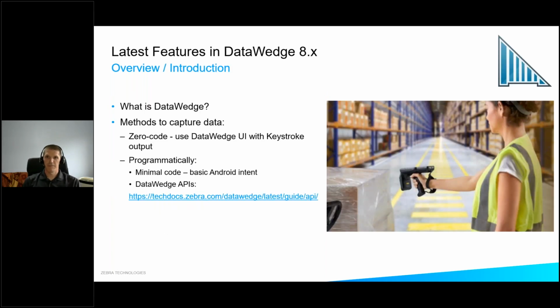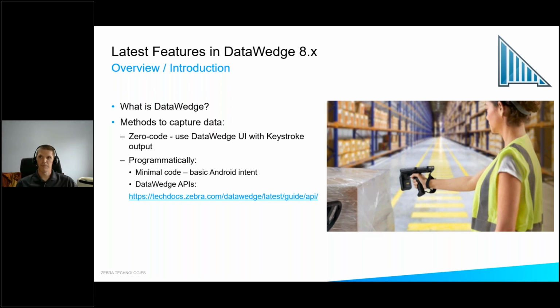Next slide, please. So let me take a step back quickly and provide an overview for those who are not familiar with DataWedge or just need a quick primer. DataWedge is available by default on our Zebra Android devices, providing the capability to capture data from different input sources, such as barcode scanner or voice input, to process the data using basic or custom rules, and then output the data to any app.